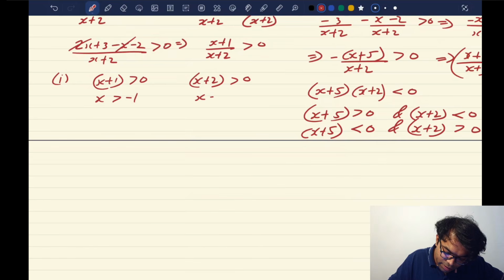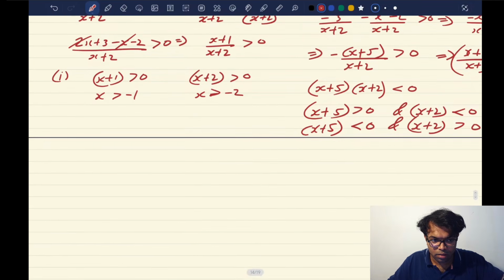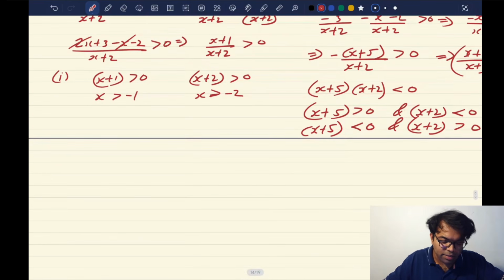X should be greater than minus 2. Okay. It should be greater than minus 2. It should be greater than minus 1. So here, am I right? Is there any mistake? It feels like you are having a mistake here. Look at this. No, but it's correct, right? Did you understand what I'm trying to do?